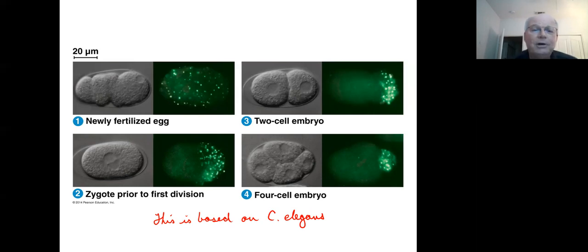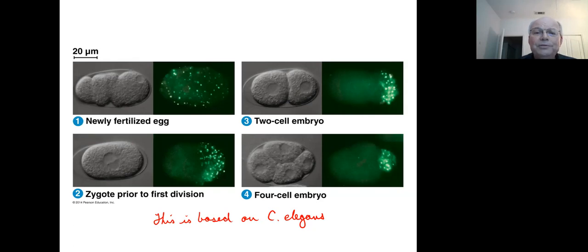And as a consequence of some very, very clever and very, very determined research, the origin of each one of those 959 cells is known. We can trace the origin of each one of those cells back to the zygote. We know precisely how they were arrived at.